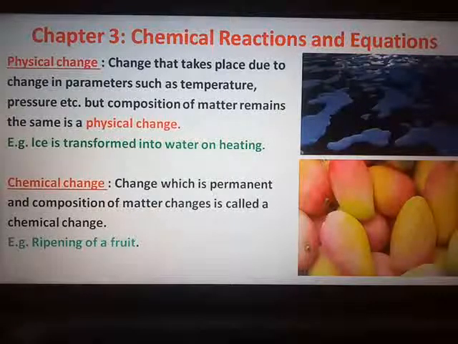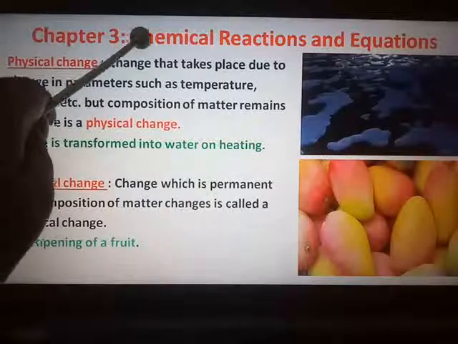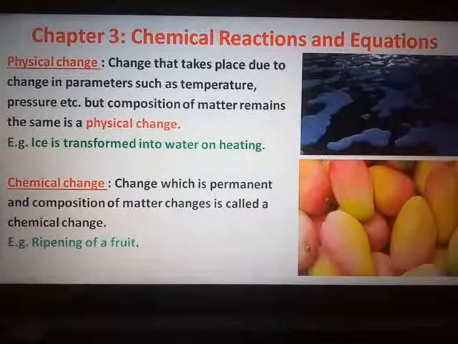So such a type of change is called a chemical change. When we call a particular process or phenomenon a chemical change, some chemical reactions are taking place in the concerned matter. So how can you define the term chemical reaction? A chemical reaction is a process in which some substances undergo bond breaking and are transformed into new substances by the formation of new bonds. That is known as a chemical reaction, which is a permanent change.